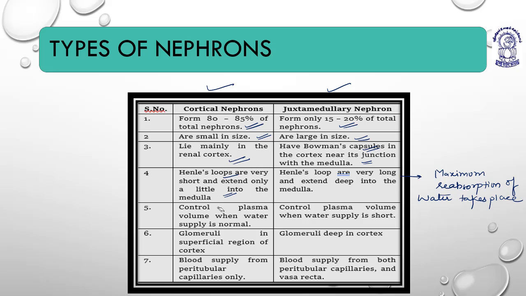They control plasma volume when water supply is normal. They control plasma volume when water supply is short. Glomeruli is in the superficial region of the cortex, the outer cortex. Glomeruli is in the deep cortex. Blood supply from peritubular capillaries only. Blood supply from peritubular capillaries and vasa recta.